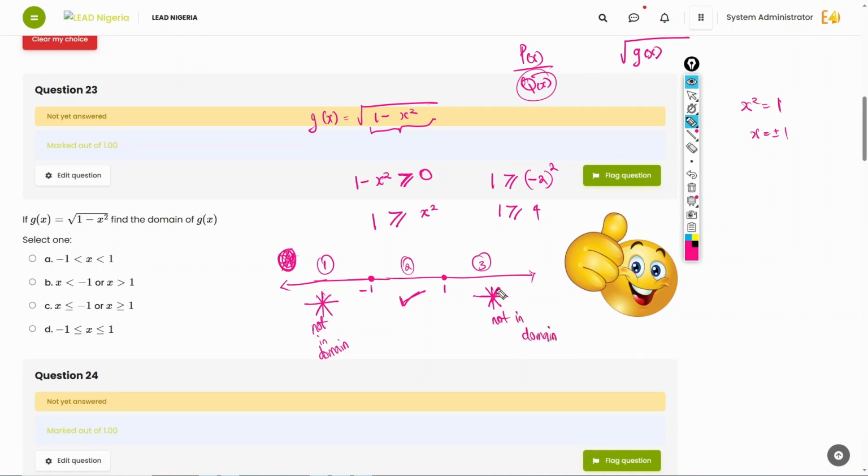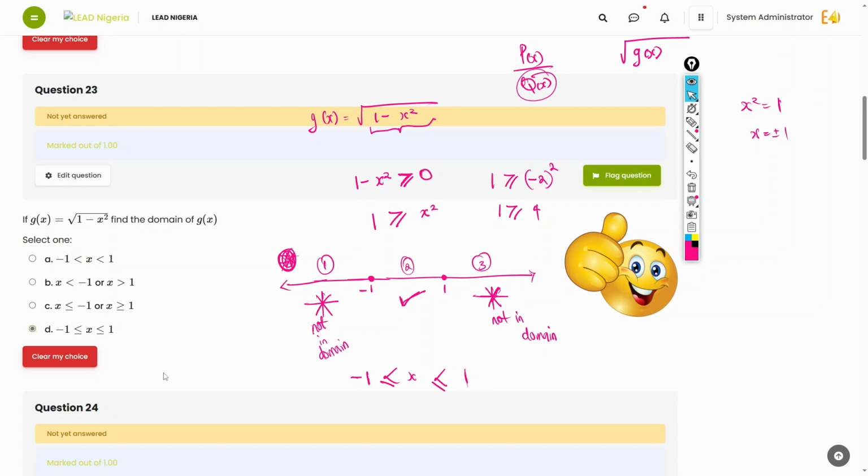So that means that my solution is between -1 and 1, all right? And this is how we write such domains, all right? Saying that x must be bigger than or equal to, in this case, -1, and x must be smaller than or equal to 1. So the correct option here is D. The correct option is D.